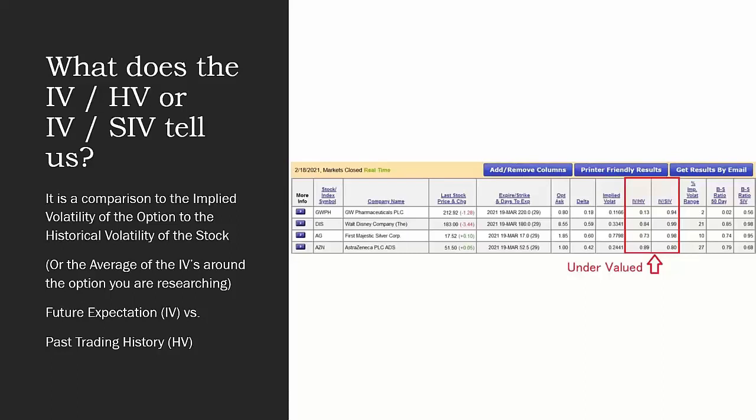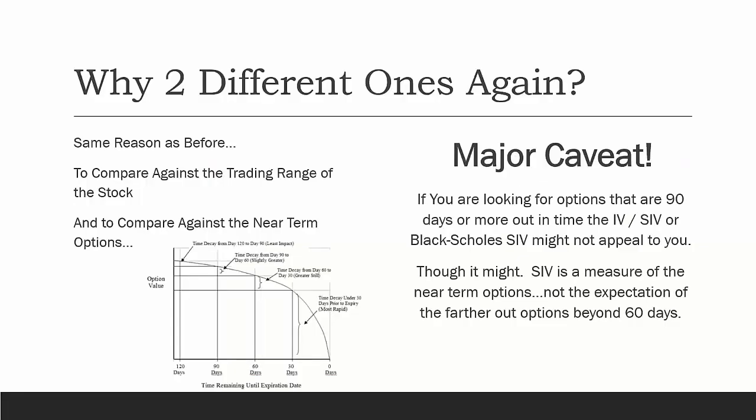Again, a value of 0.9 would mean that the implied volatility of your option is 10% lower than the historical volatility of the stock, or the option surrounding it if you're using the IV over SIV. Another way to look at it is IV is the future expectation of movement of the stock based on fear gauge or upcoming events versus the past trading history of the stock, or the historical volatility. Two differences again. Why are there two different ones? Same reason as before: to compare against the past recent trading range of the stock or the near-term options surrounding it.